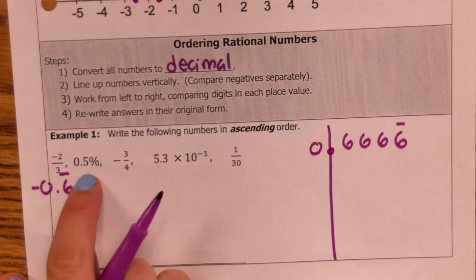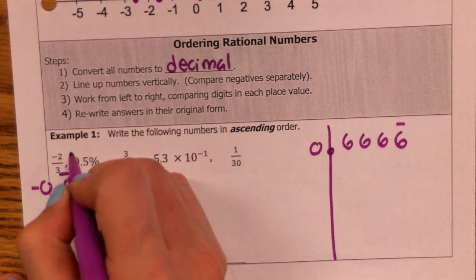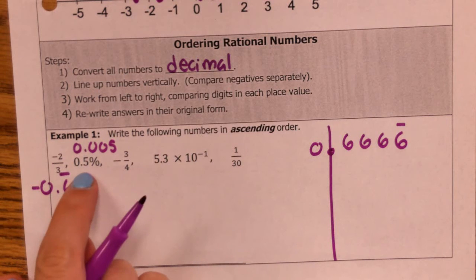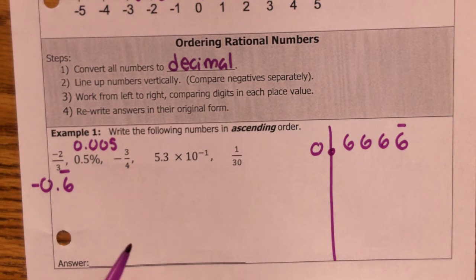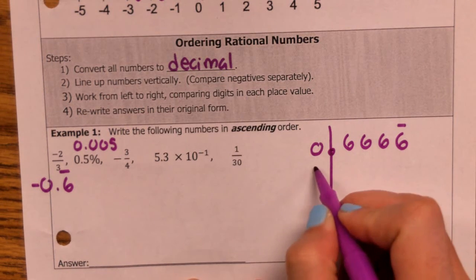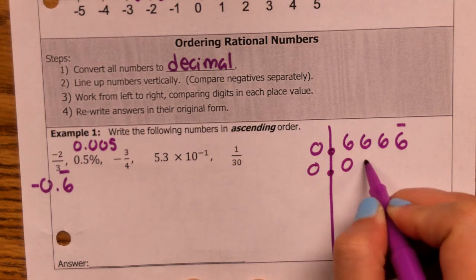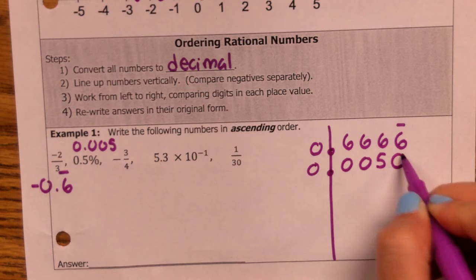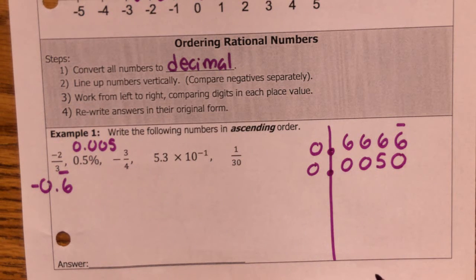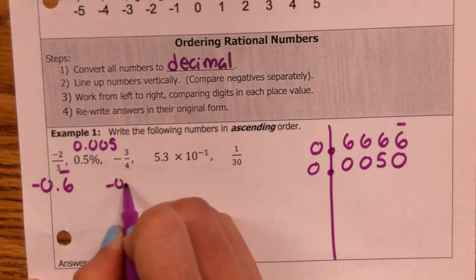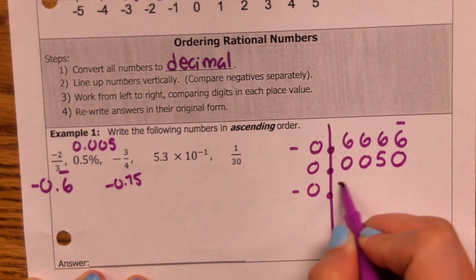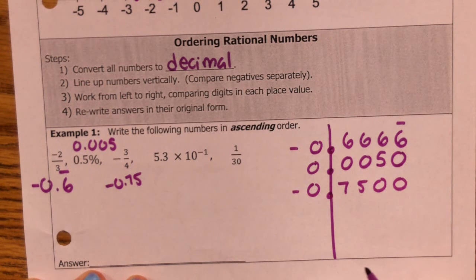0.5%, remember, divide by 100. 0.005. 0.5% is different than just 0.5. You have to convert that to an actual decimal. So 0.005. To get those 4 decimal spots, I'm going to fill it in with my last 0. Negative 3/4 is negative 0.75. That's right. 7500.